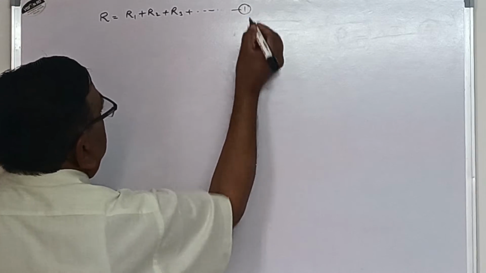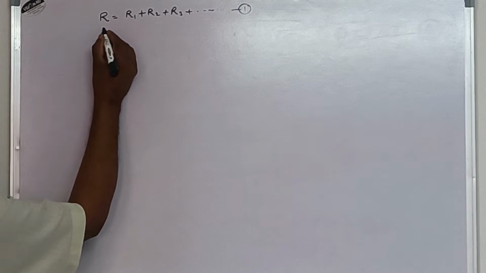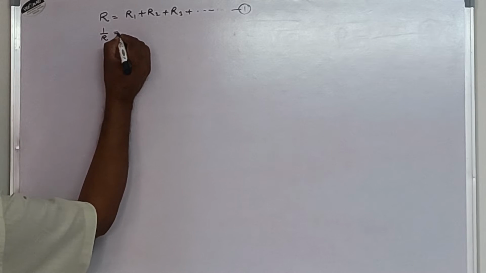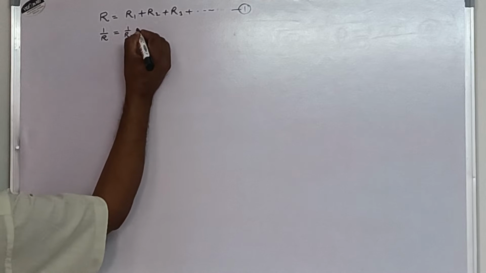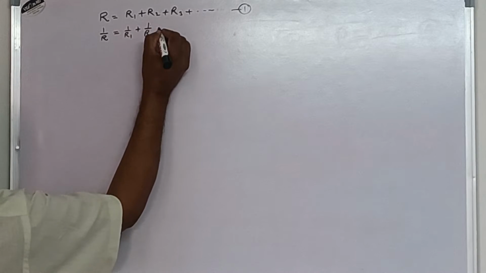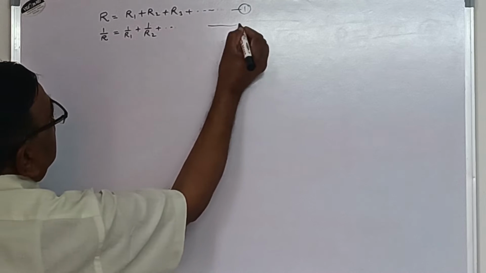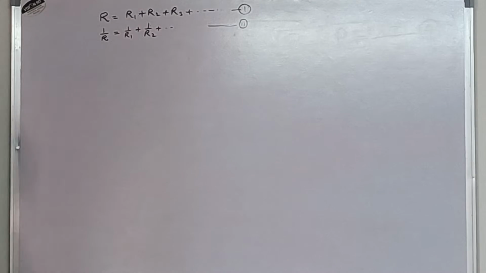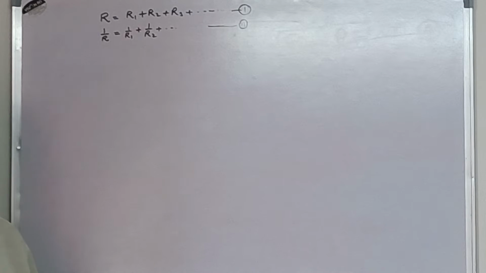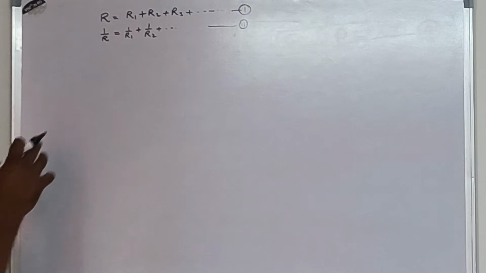Number two, you know that in parallel combination, we add reciprocals. The resultant is R, so 1 by R is equal to 1 by R1 plus 1 by R2 plus so on. This is equation number 2. Now, I have told you that when you connect two equal resistances in parallel, the resultant becomes half. The value of the resultant resistance is halved.